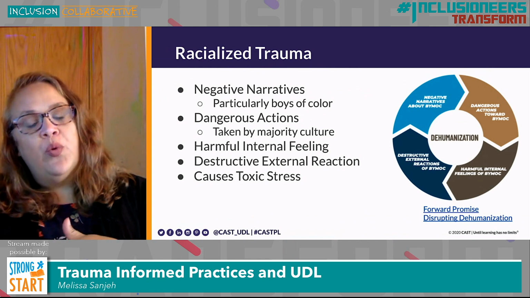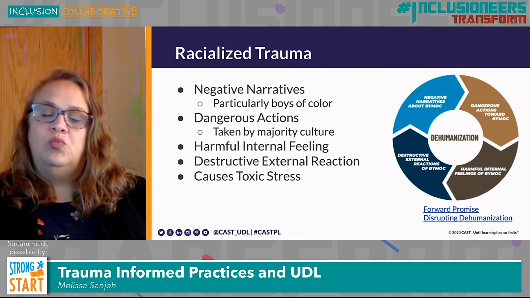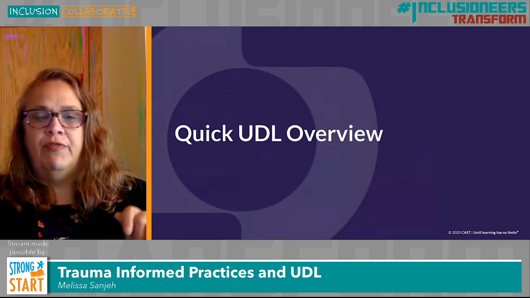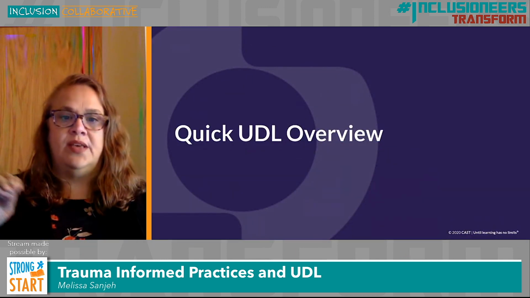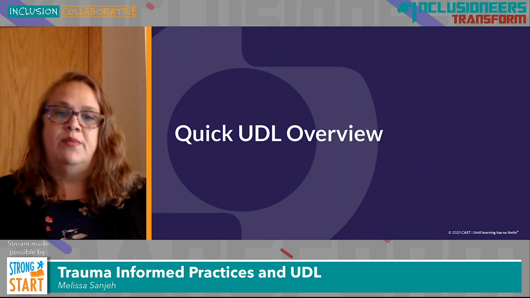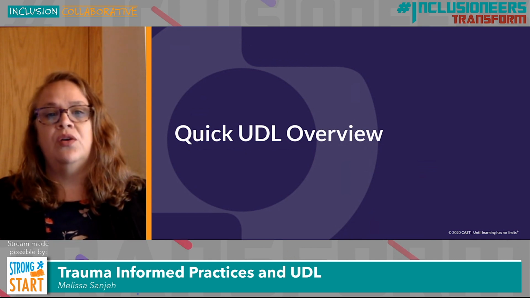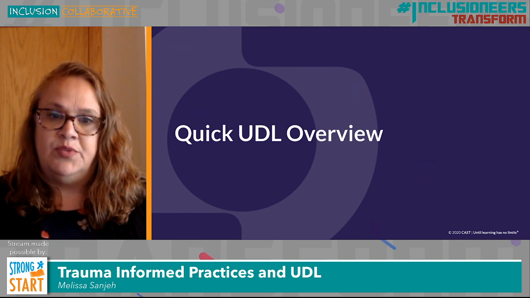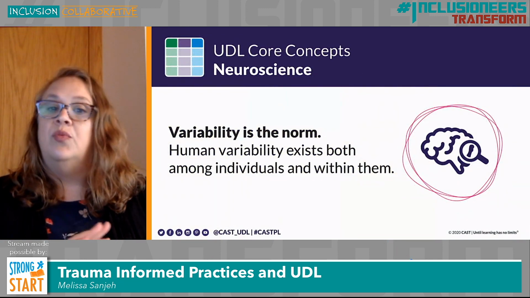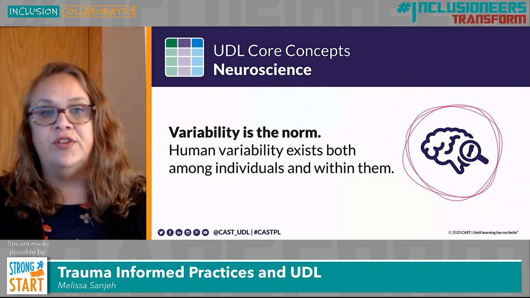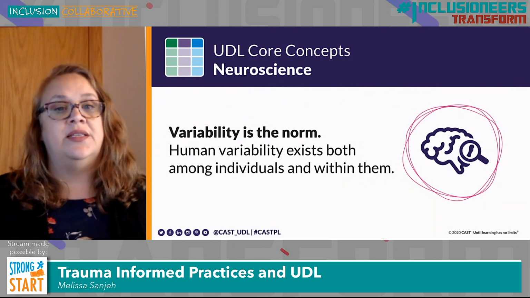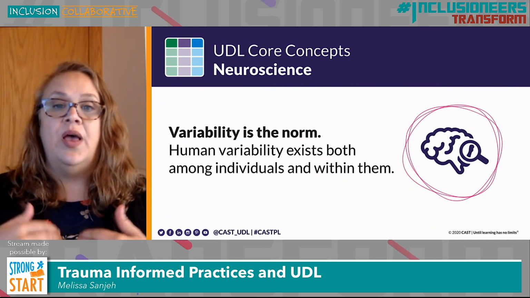So the next section, we're going to go into what's trauma's impact on the brain. However, I wanted to do a quick UDL overview before, because what does that mean for instruction? What does that mean for UDL? Those are things that I want you to be thinking about as we go through what is trauma's impact on the brain. So one of the first core concepts of UDL, which comes from those learning sciences, is that variability is the norm. We know that there is no average brain. Every brain is unique as a fingerprint. And human variability exists between individuals, but also within them.